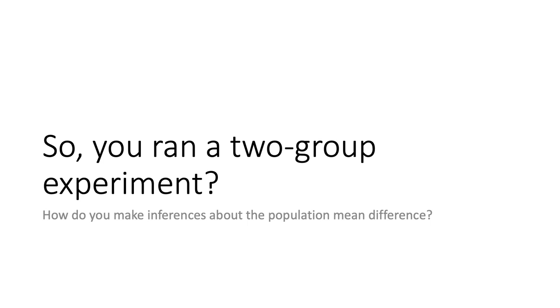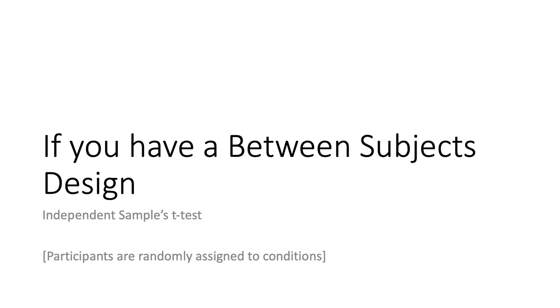All right, you ran a two-group experiment. You collected two means. How do you make inferences about the population mean difference? In addition to knowing you collected two means, you have to know what your experimental design is. So if you have a between subjects design, you're going to use the independent samples t-test. If you want, feel free to call it the between subjects t-test.